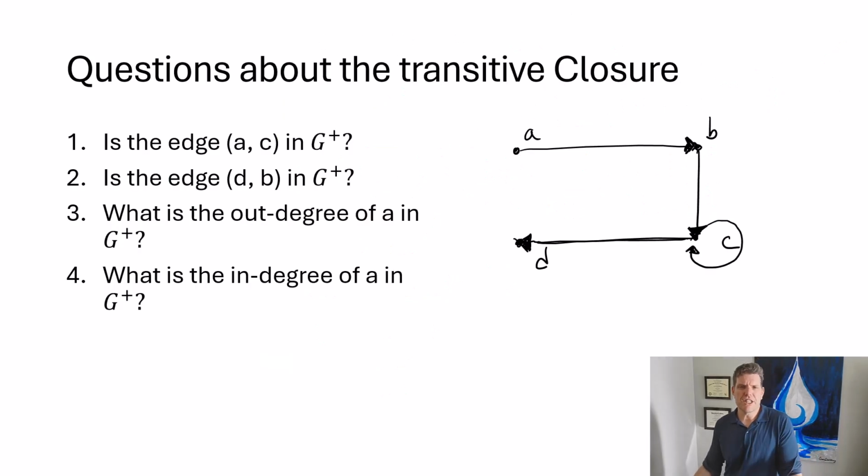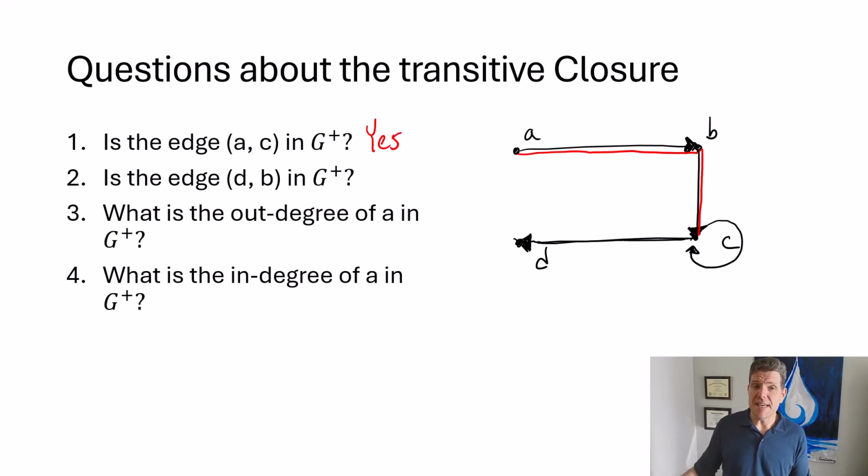So what about some questions about transitive closure? Generating the transitive closure, we probably won't use what we used before. We're going to use matrix multiplication and addition. However, there are some pretty simple questions that we can answer about transitive closure using its ideas. So for example, is the edge AC in G+? Well, can I generate AC? I've got A to B, B to C. So yeah, AC is in G+.